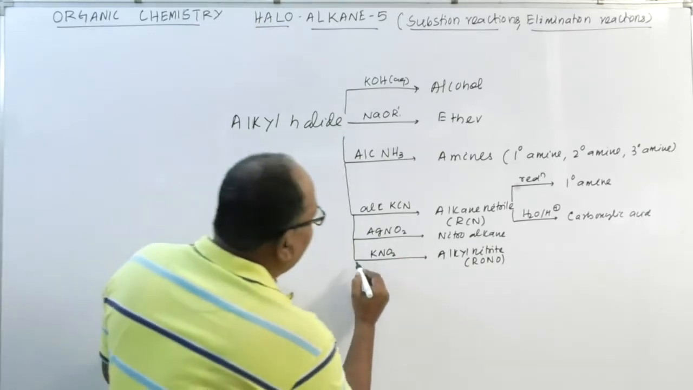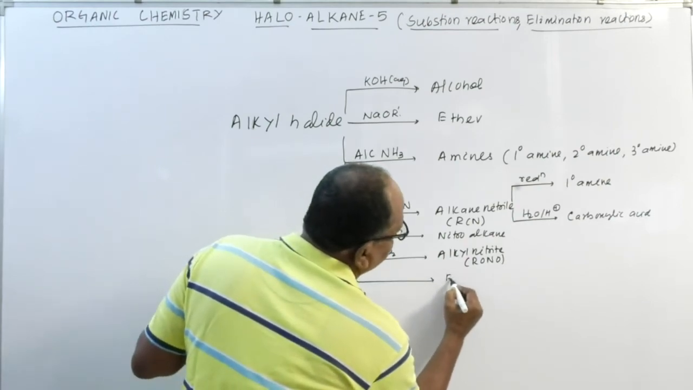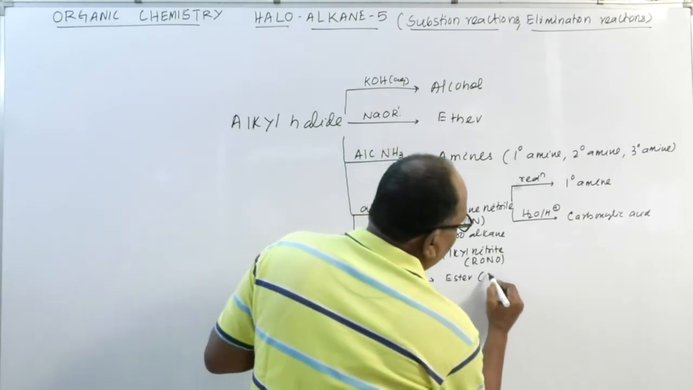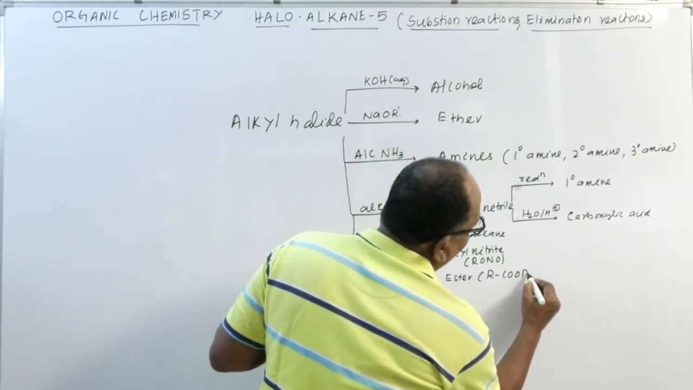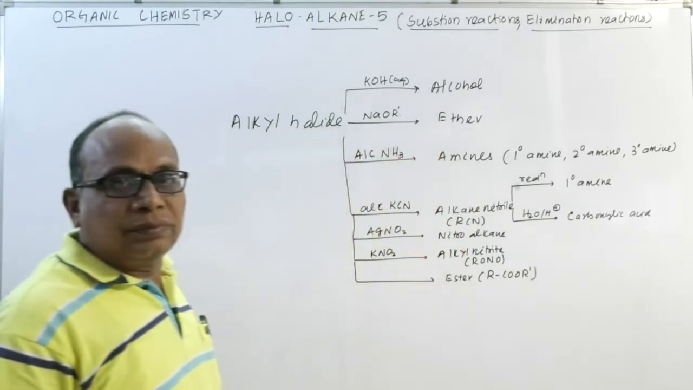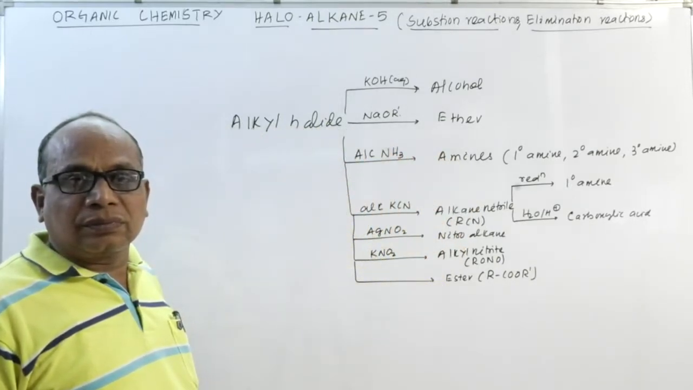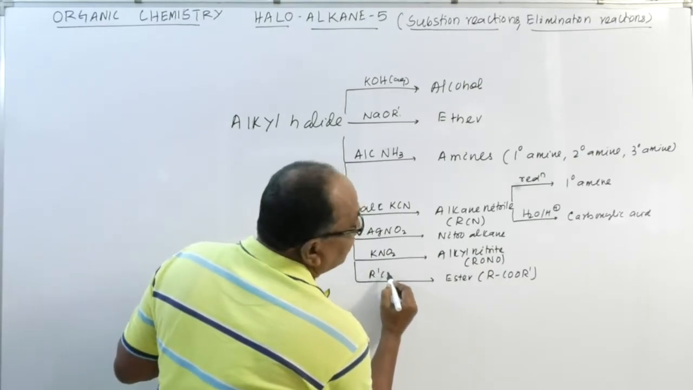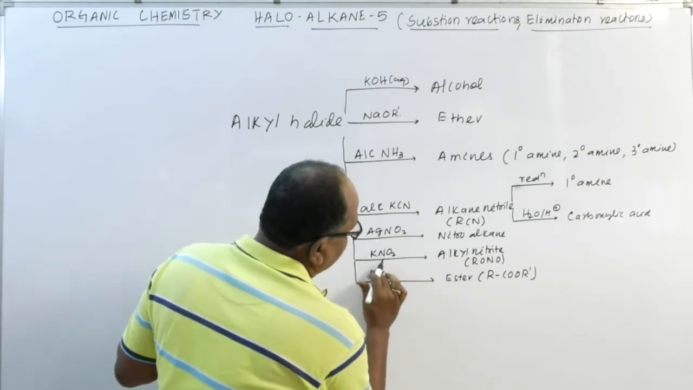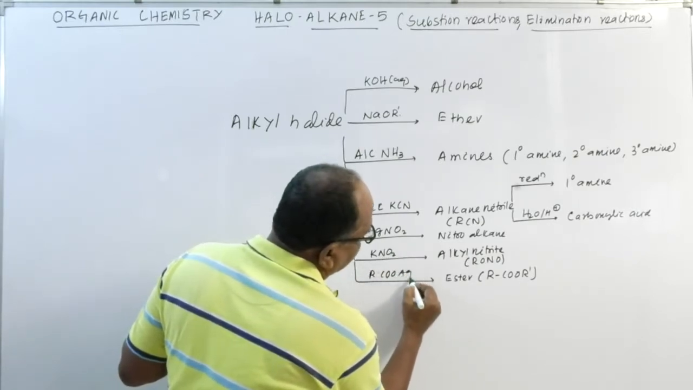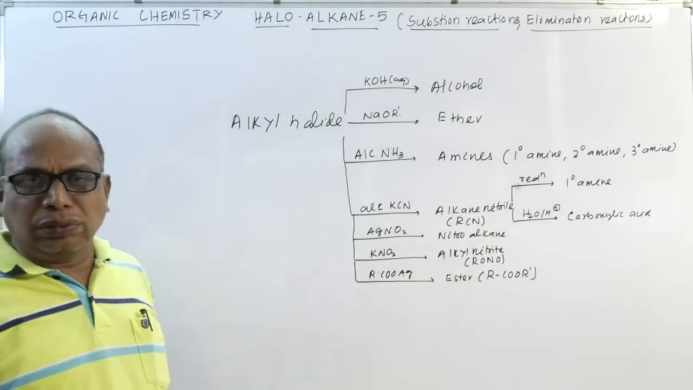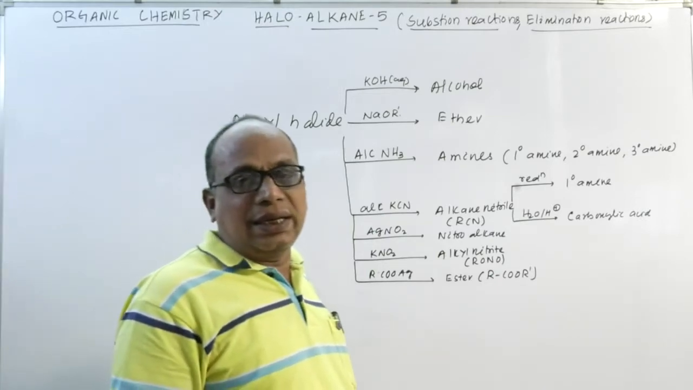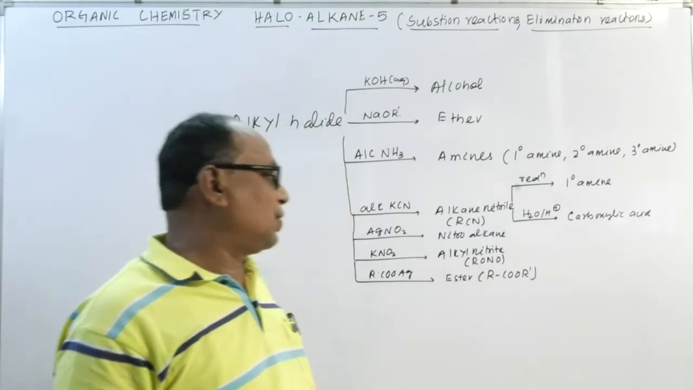The alkyl halide can be converted into ester. What is ester? RCOOR. By the action of RCOOAg, that is silver salt of carboxylic acid, it reacts to form ester.